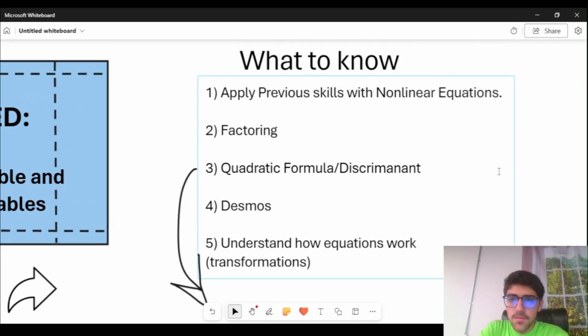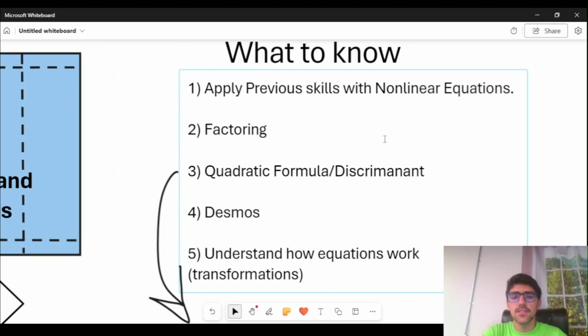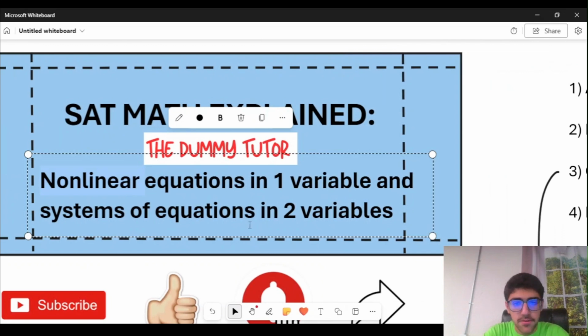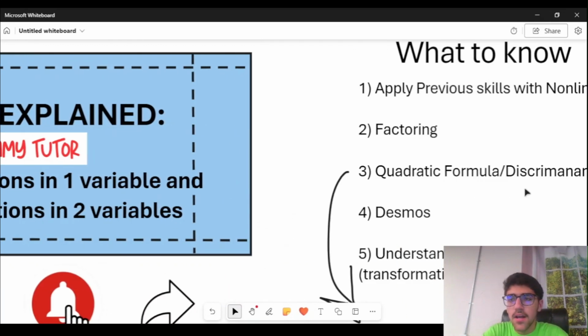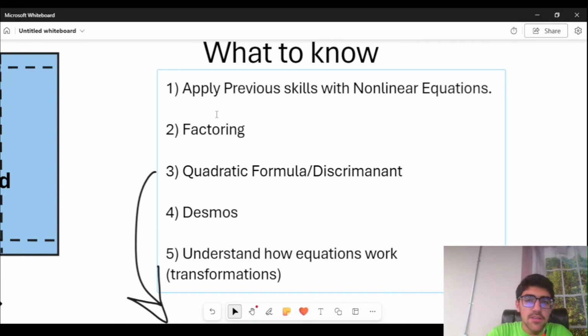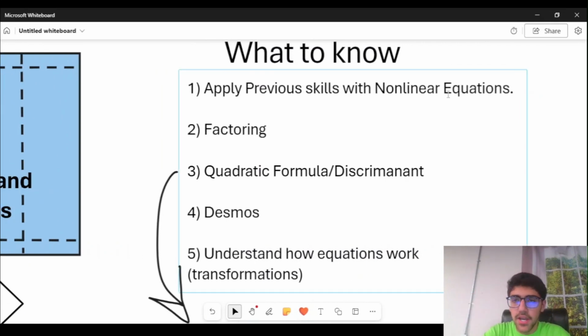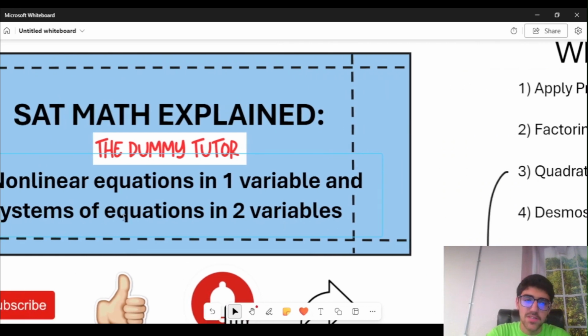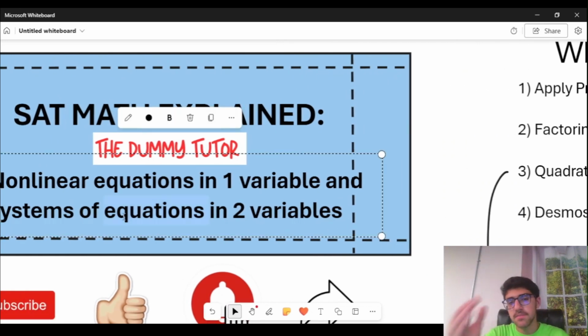So, what do you need to know? Basically, these skills are just building off of everything in the algebra domain with slightly more complex problems. They added nonlinear equations instead of linear, and systems of equations in two variables instead of one variable. So you just need to apply the previous skills that you know with linear equations to nonlinear equations like quadratics, and it's mostly the same thing with a few extra things that I'll go over later. And for systems of equations, most of it is similar to the one variable. They can be solved using Desmos.